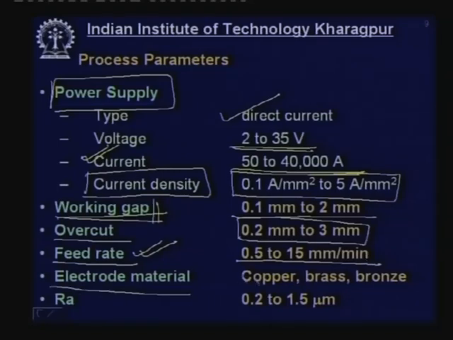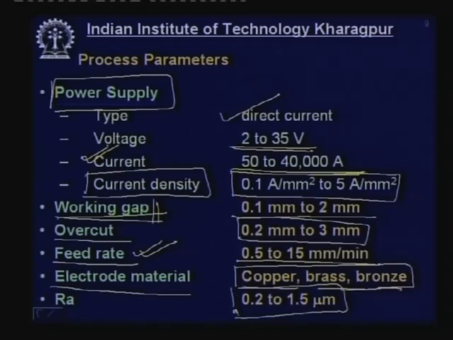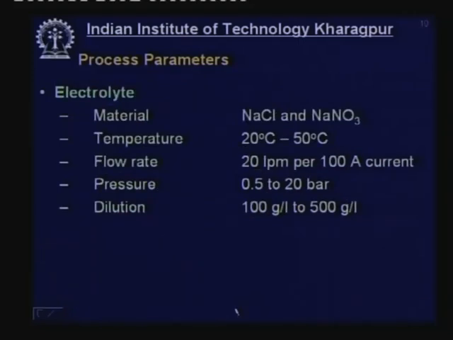Electrode material can be copper, brass and bronze. It can machine any material which is electrically conductive irrespective of their mechanical properties, and the tool material are typically copper, brass or bronze. Surface roughness obtained is very good. It is as less as 0.2 to 1.5 micron, but quite often it is rather less.